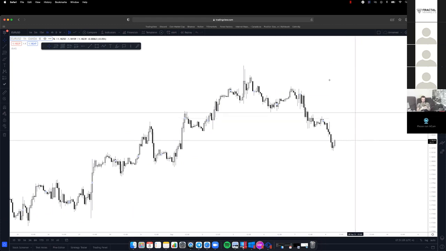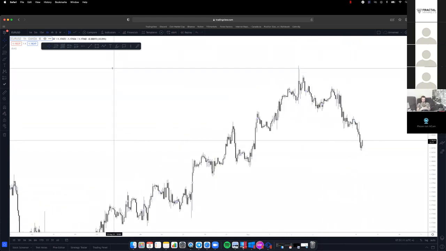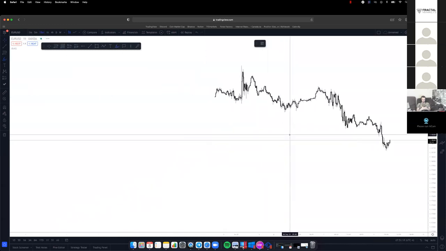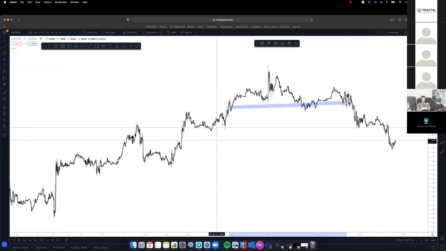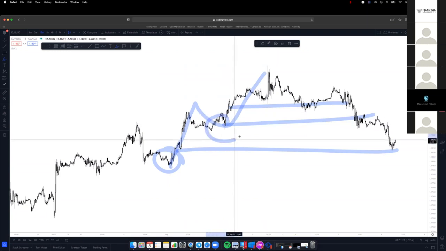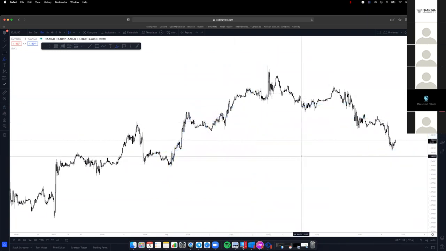Here we go. Top-down analysis. Because we are breaking substantial 15-minute, sorry, if I just go to the 15, you can see that we've broken all kinds of demand levels on the way down. That tells me that more than likely this is a 4-hour swing low. This is probably a 1-hour swing low. So in this case, you kind of read between the lines.